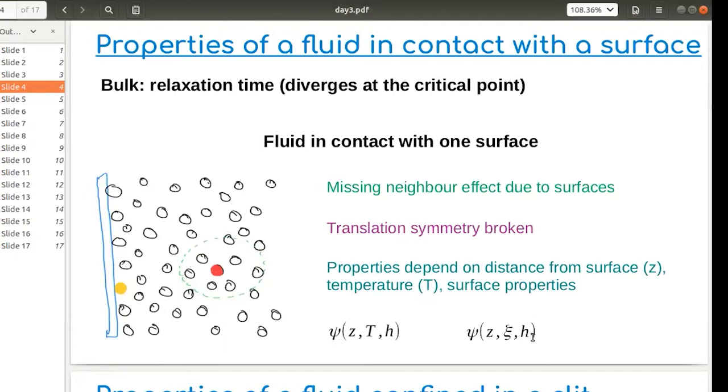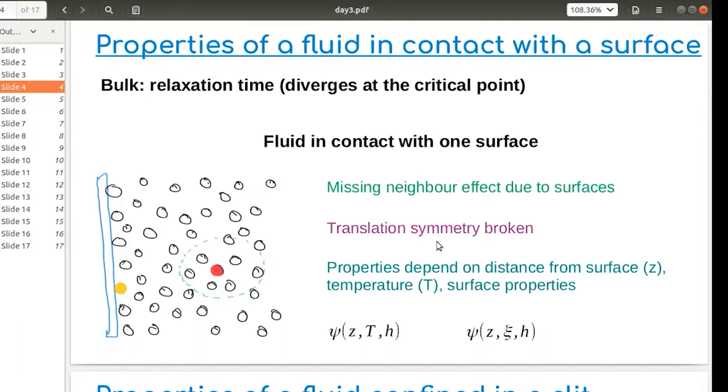Okay. And like I hope you have already seen when I was explaining the missing neighbor effect, the moment you have a surface, the translational symmetry of the system is going to get broken, right? And what do I mean by translational symmetry? I'm sure you have already learned it in the textbook during your MSc and BSc courses.